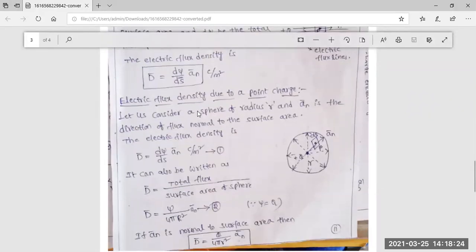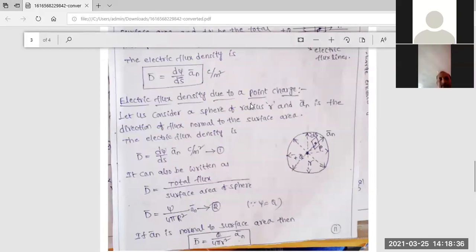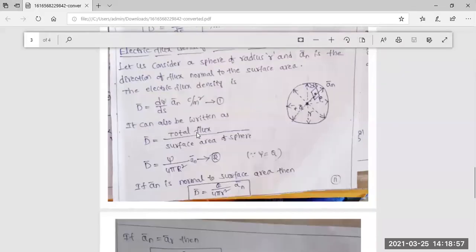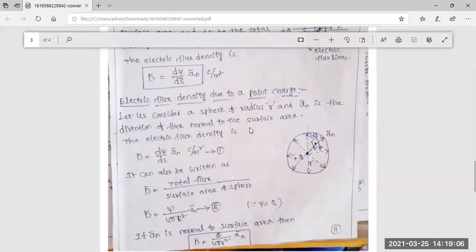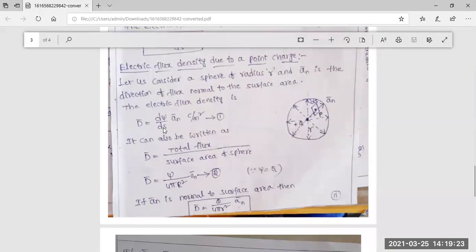Any doubts regarding this electric flux density due to a point charge? Any more doubts? Electric flux density due to point charge. Yes or no?